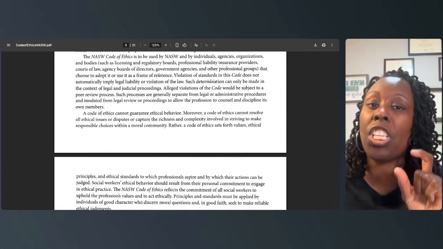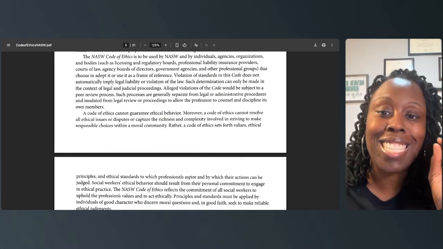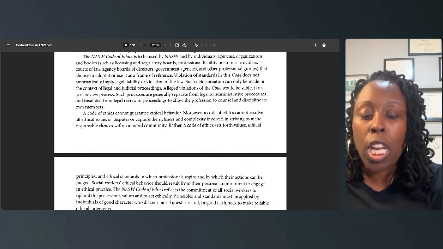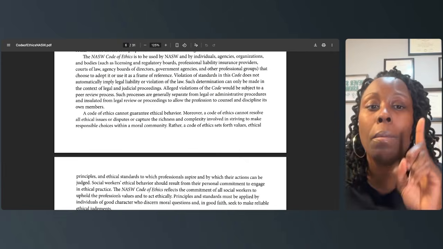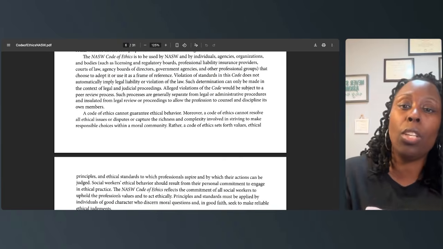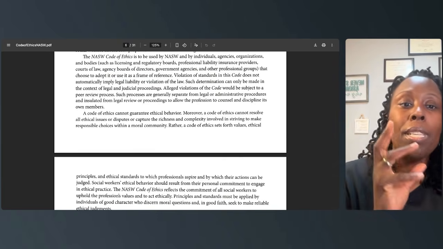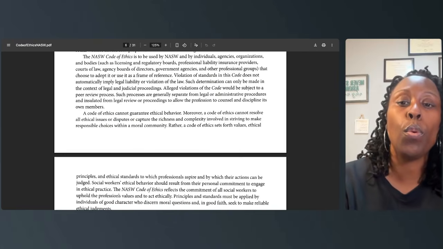Now, violation of the standards in this code does not automatically imply legal liability or violation of the law. Such determination can only be made in the context of legal and judicial proceedings. Alleged violations of the code would be subject to a peer review process.